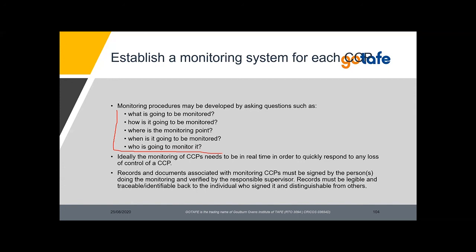So records and documents associated with monitoring CCPs must be signed by the person or people doing the monitoring and verified by the responsible supervisor. And records must be legible and traceable, identifiable back to the individual who signed it and distinguished from others. Okay, so this is kind of a process control process. You have to find out what happened there and also find out the reason behind that. So that is how we set up a monitoring system. Those 5 questions here are going to help you to set up the system.